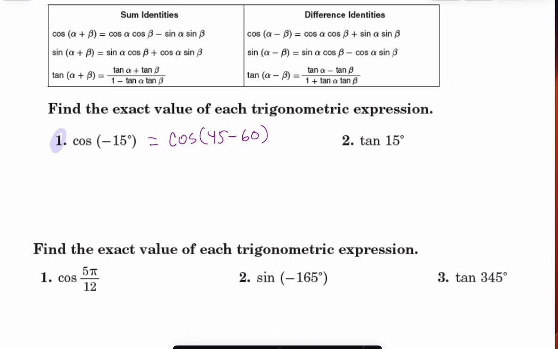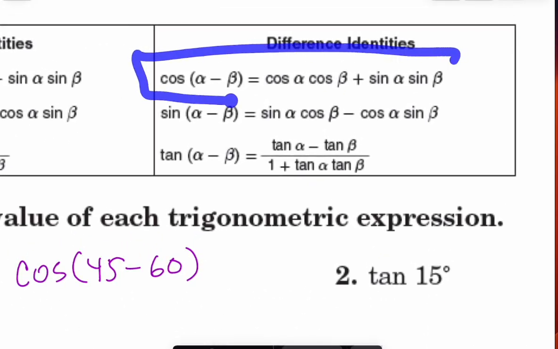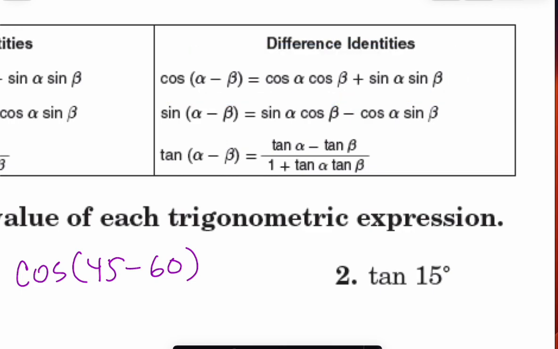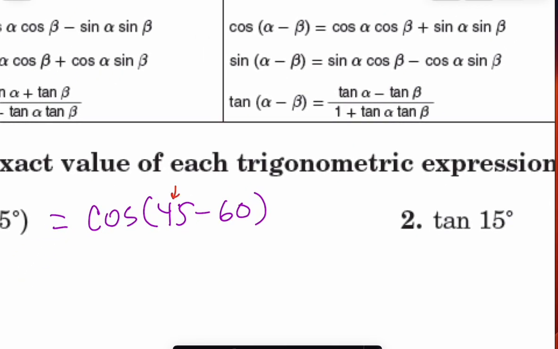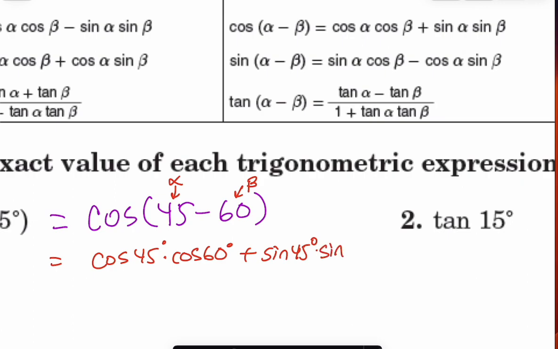Okay, now from here, remember the formula. If you look at the difference formula, it's right here. It says that the cosine of alpha minus beta is the cosine of alpha times the cosine of beta plus the sine of alpha times the sine of beta. So this is going to be our alpha, this is going to be our beta. So it is going to be the cosine of 45 times the cosine of 60 plus the sine of 45 times the sine of 60.